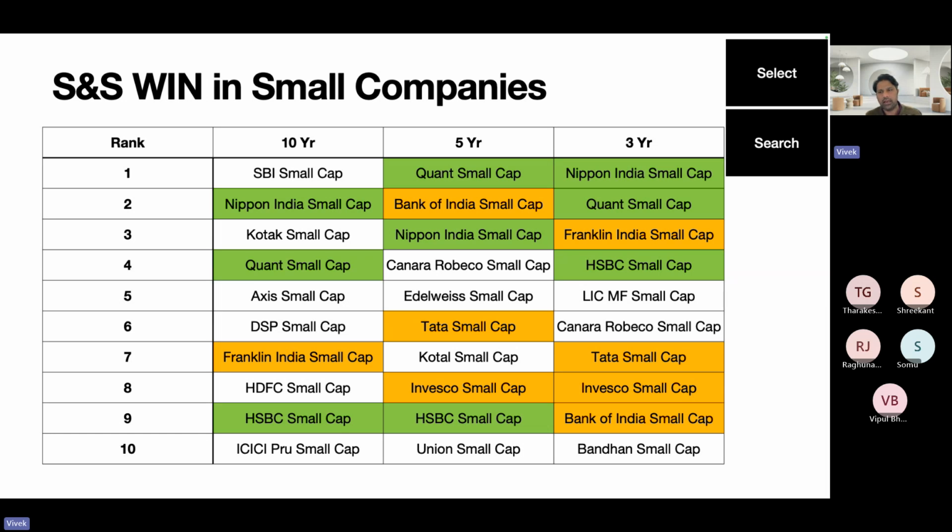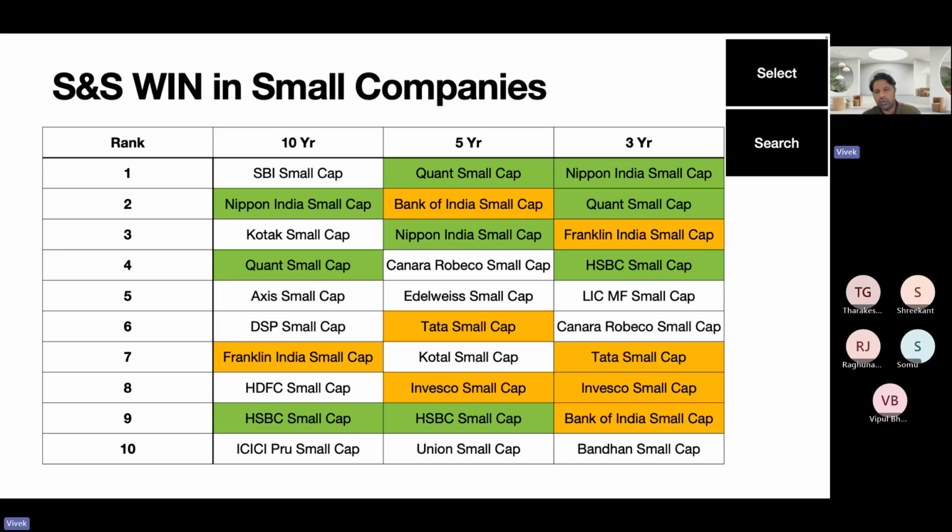In our slide, the example is the Nippon India Small Cap Fund or the Quant Small Cap Fund. They made top 10 in each of these time frames: the 10-year time frame, the 5-year time frame, and the 3-year time frame. The second thing you do is highlight anyone who made it two times, something like Franklin India Small Cap Fund. It was in the top 10 in the 10-year time frame, and it's also there in the 3-year time frame.